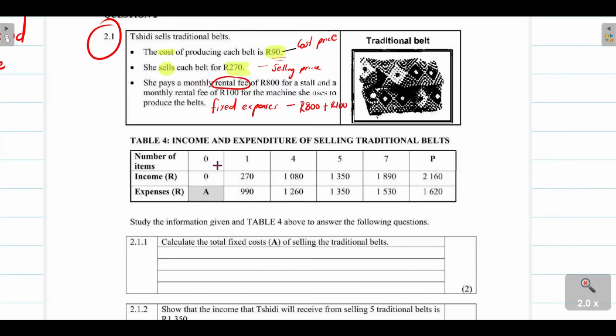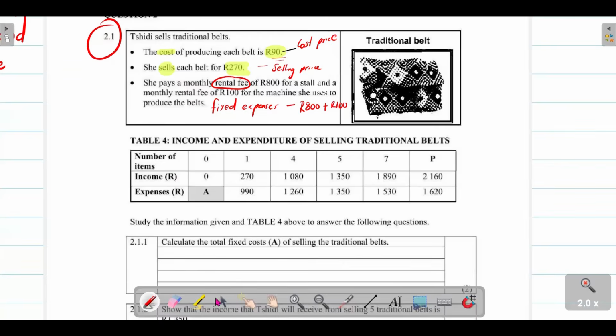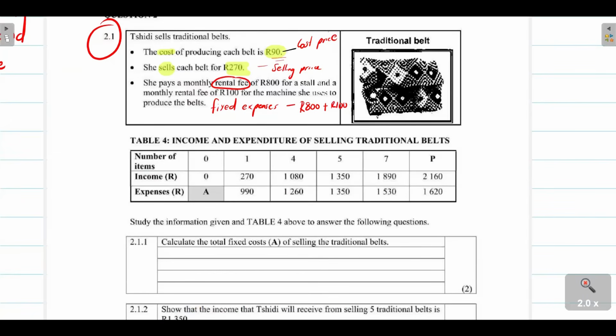All right, so table 4, income and expenditure of selling traditional belts. Here they've given us a table. It tells us, if I sell 0 belts, what income will I make? Obviously 0. If I've sold 1 belt, I'm going to make 270, which makes sense because the selling price of 1 belt is 270.